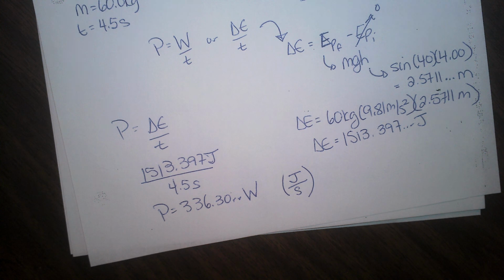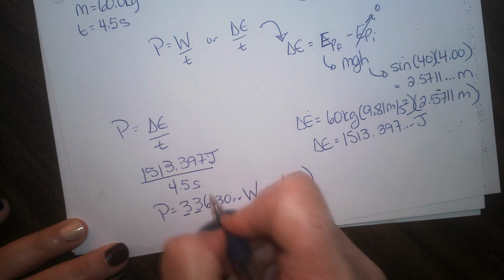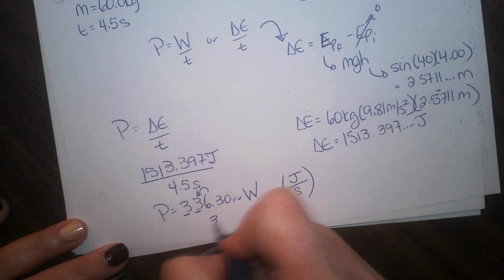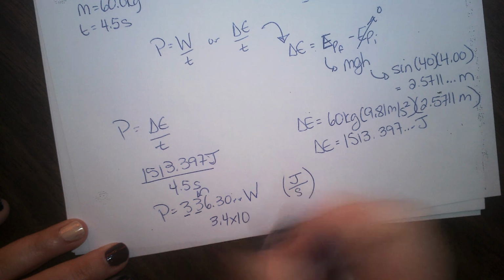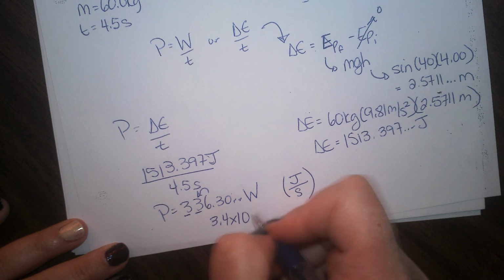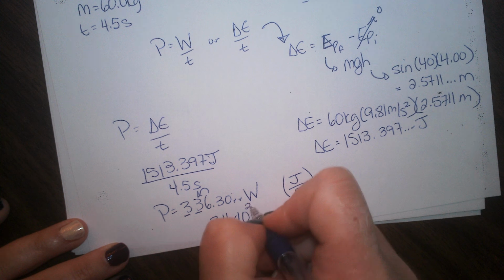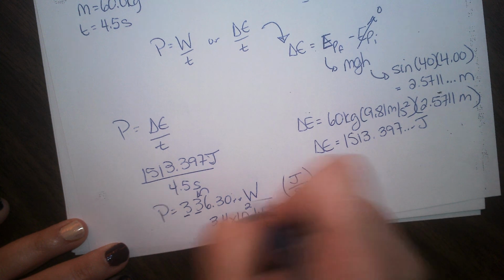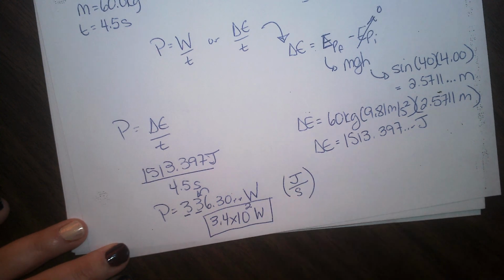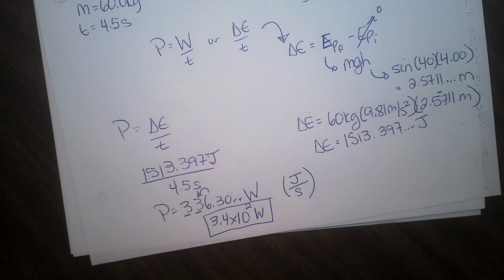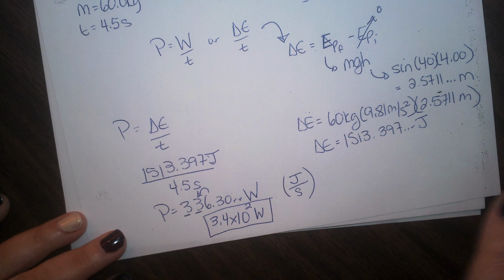Go back to the original question, and our sig digs is 2. 1, 2. So the 6 will play on the 3. 3.4 times 10 to the power of 2 watts. It's scalar. We don't need a direction on it. Okay? Questions?